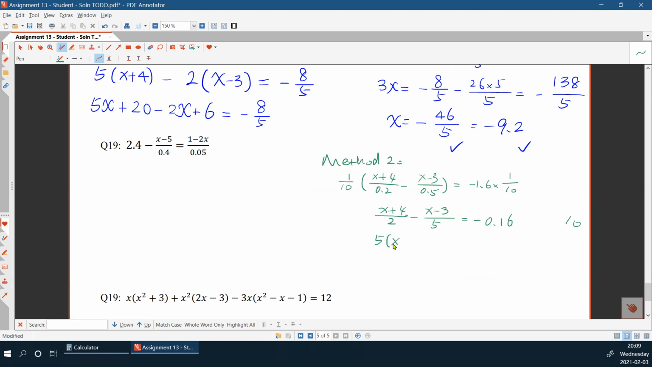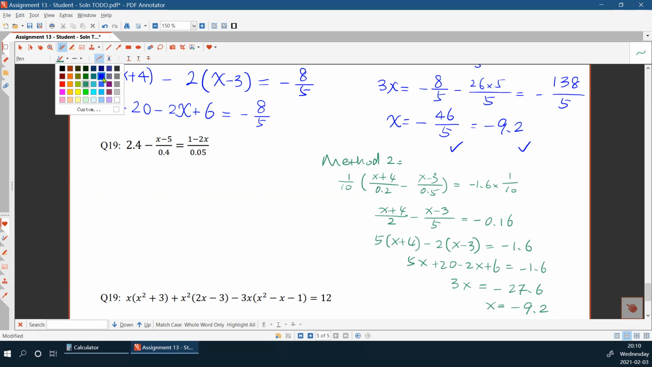So this gives you 5x plus 4 minus 2 times x minus 3 is minus 1.6. And next you have 5x plus 20 minus 2x plus 6 is minus 1.6. 3x is minus 27.6. And x is actually minus 9.2. Okay, so method 2 will also work. You can choose either way. All right, any questions?